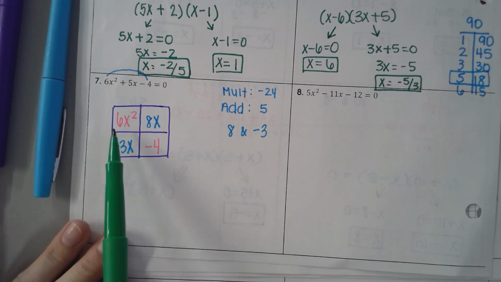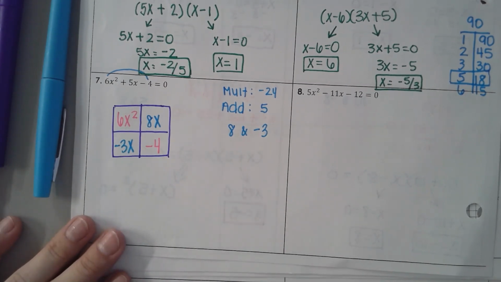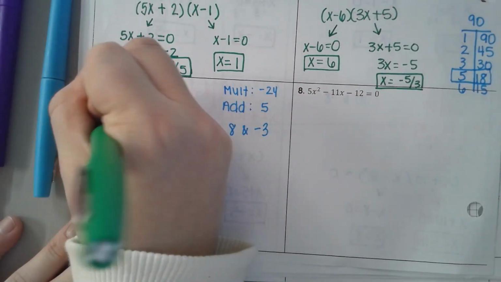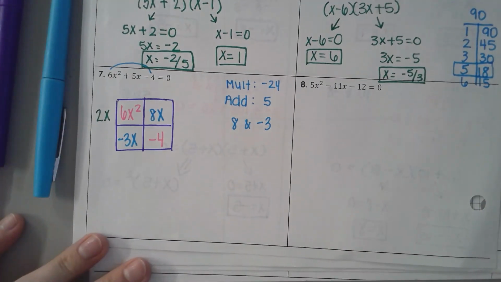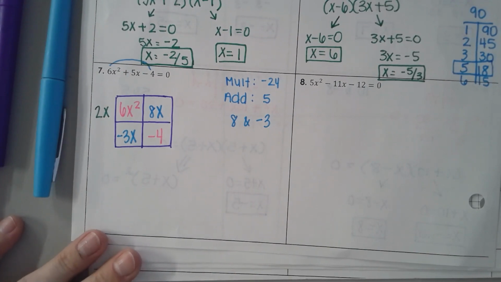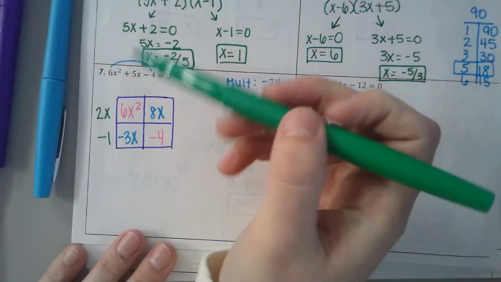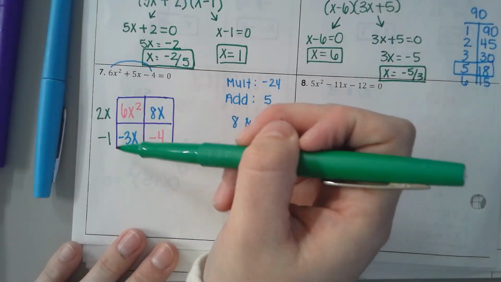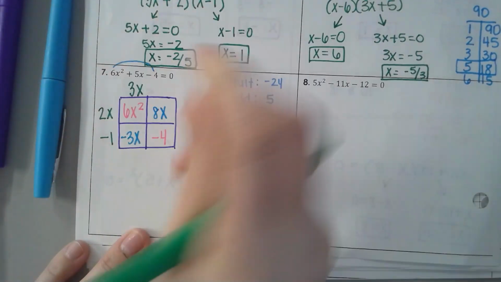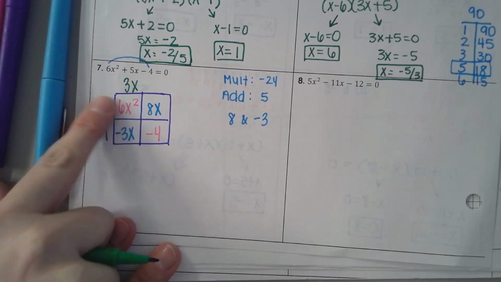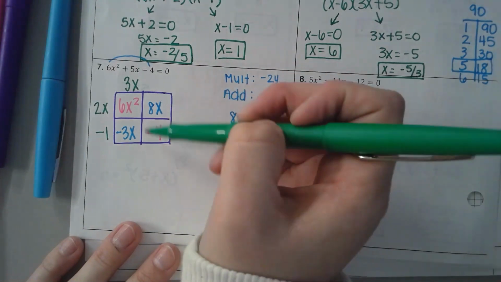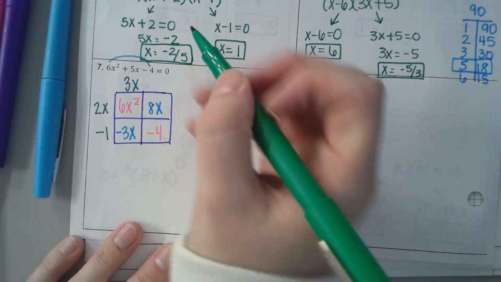What do 6x squared and 8x have in common? They have the x, but they also have 2. You can also divide both of them by 2. So 2x. What would I write out here for -3x and a -4? -1. Good. What about 6x squared and -3x? 3x. It does not need to be negative because my top number is not negative, just the bottom one. Okay. And then what about 8x and -4? 4. Okay.